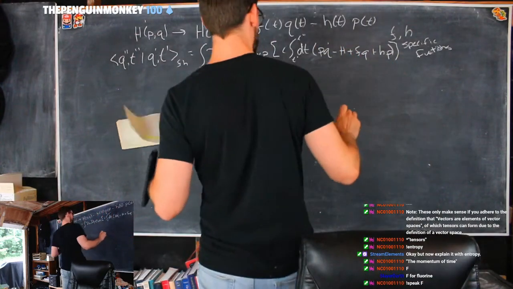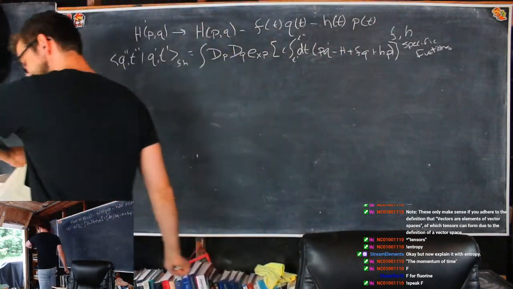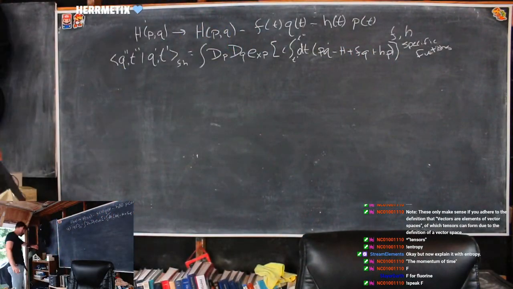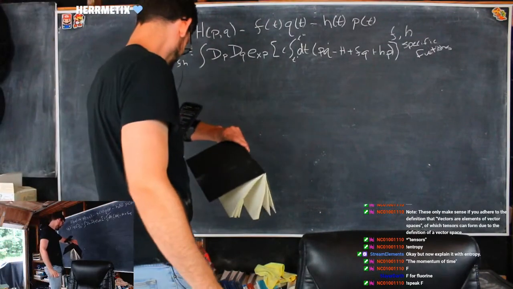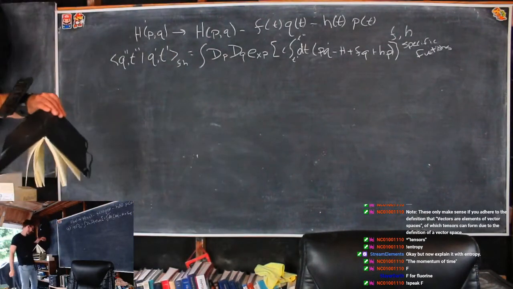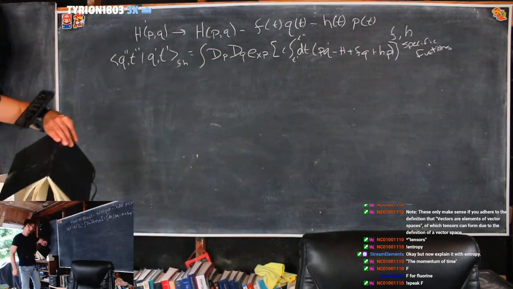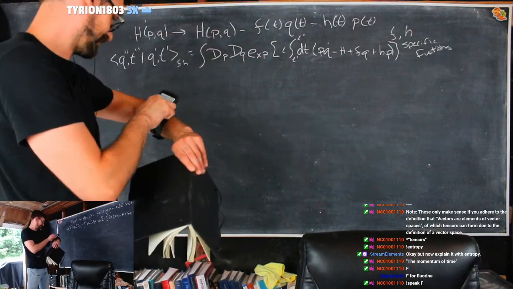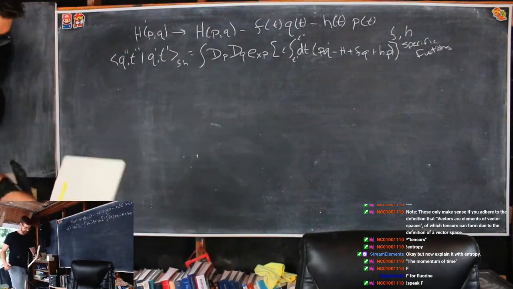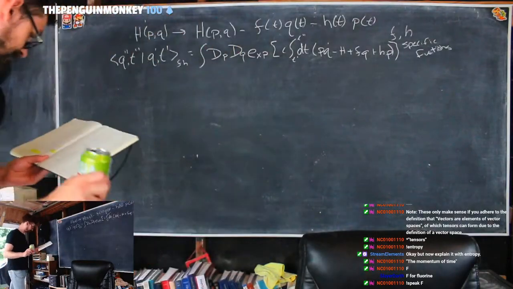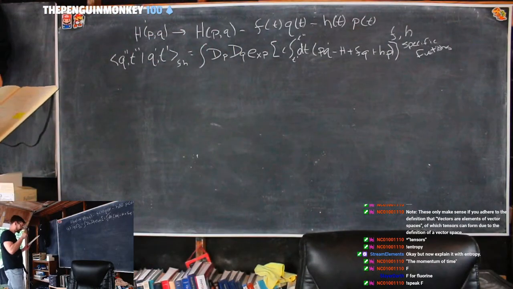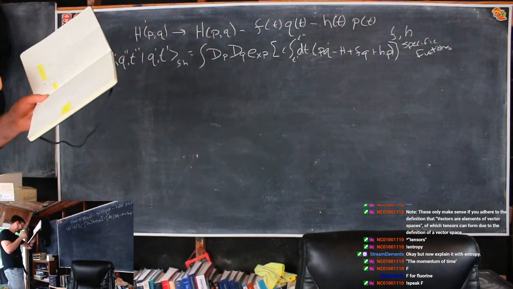Are we good? F. You say F. F for fluorine. There we go. Thank you for adding that entropy command. I like that a lot.